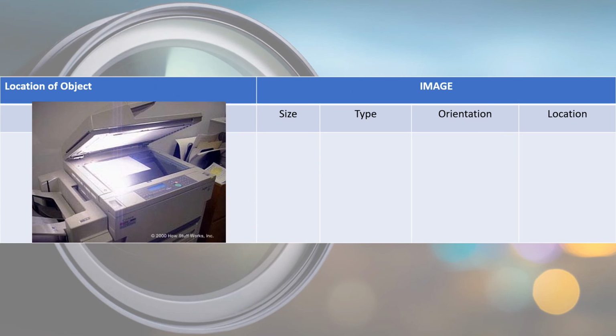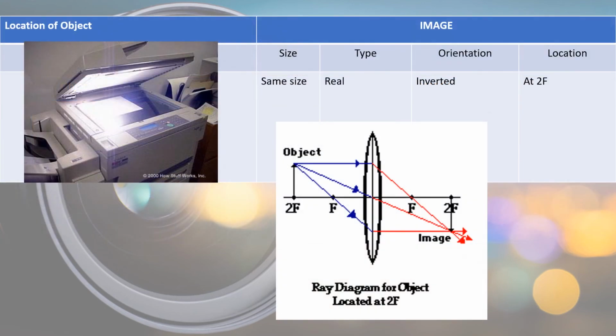Now, let us identify the size, type, orientation, and location of the image formed when you place the object at 2F prime for a Xerox machine. To check our work, when you place the object at 2F prime, you will produce an image that is the same size, real, inverted, and located at 2F.